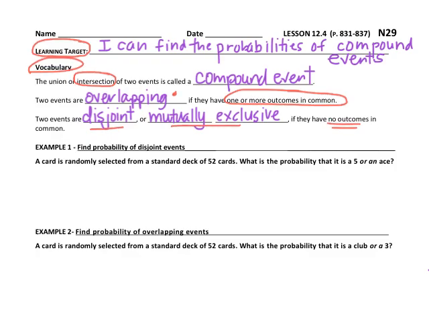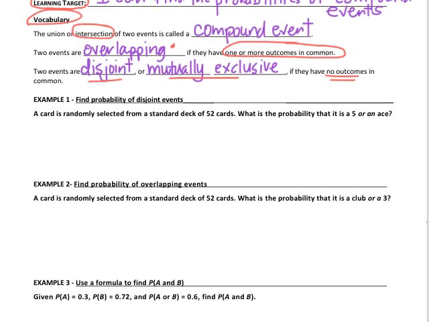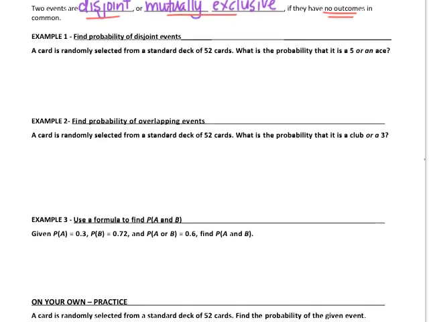Let's go ahead and take a look at our first example. Example number 1 asks us to find probability of disjoint events. And remember, disjoint events are those that have no outcomes in common. So we do not have to do anything about an overlap because they have nothing in common. So the situation is such that it says a card is randomly drawn from a standard deck of 52 cards.